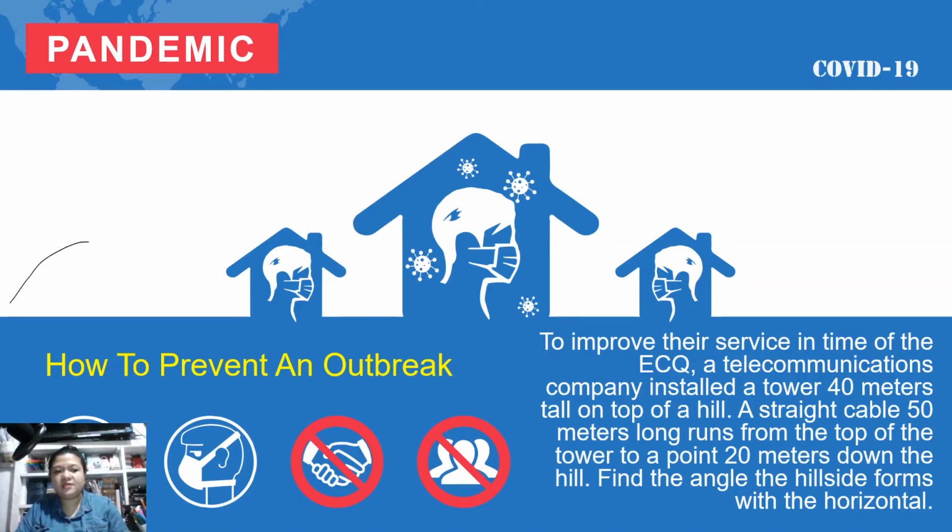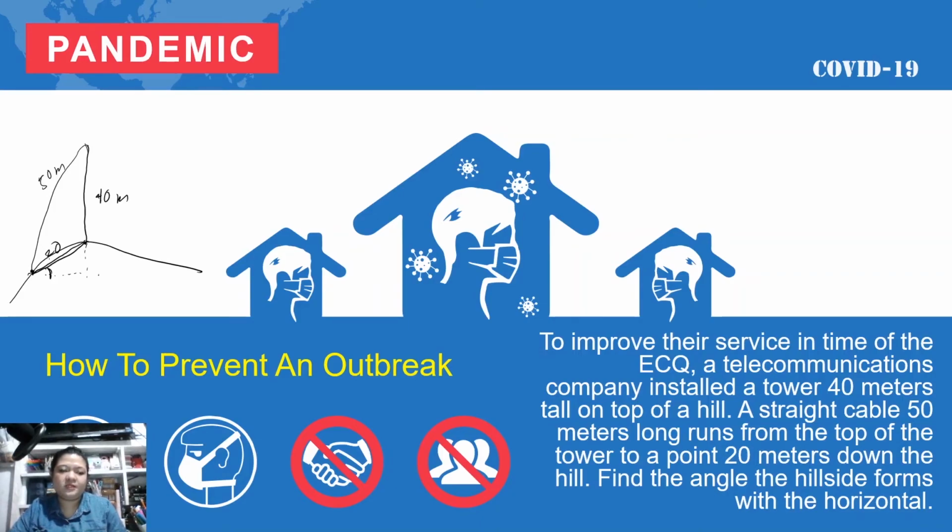Drawing muna natin. So, sa hillside, nagtayo daw ng tower 40 meters high. Pagkatapos, a straight cable 50 meters long runs from the top of the tower to a point 20 meters down the hill. So, point 20 meters mula dito, pababa. So, ito ay 20. At ang cable daw ay 50 meters. Ang hinahanap niya, find the angle the hillside forms with the horizontal. So, ito yung hillside at ito yung horizontal. So, ito yung hinahanap niya. So, hindi pa naman natin ito alam.